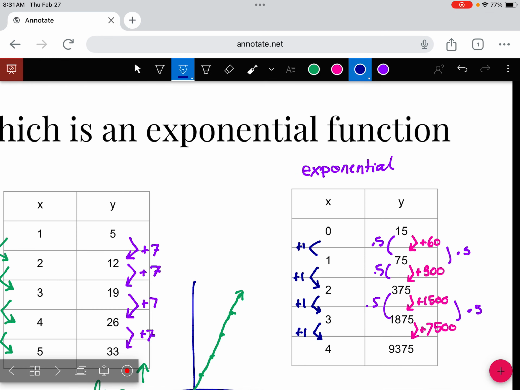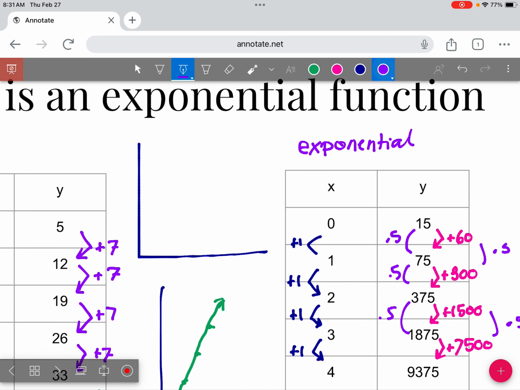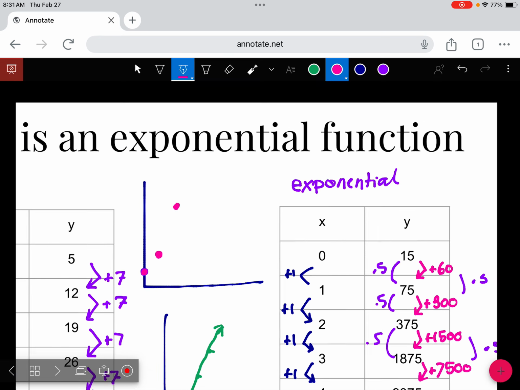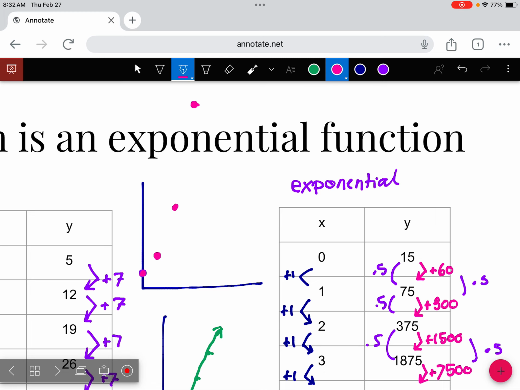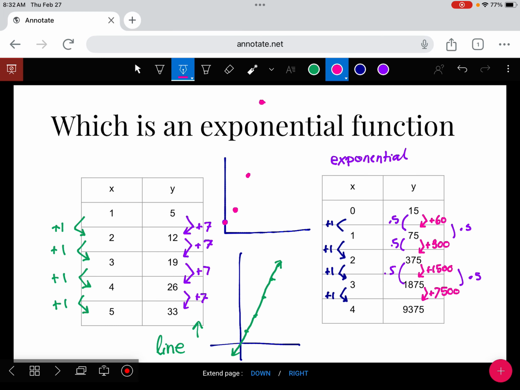And what that would look like if I was to sketch this out, same way I did for the other graph, we have our 0, 15. I'm going to make our scale very, very small. 0, 15, and I've got 1, 75, 2, 375, 3, 1875. We're way up here. 4, I'm going to go with that's about on the ceiling. So this graph, if I was to sketch this out, looks kind of like this.